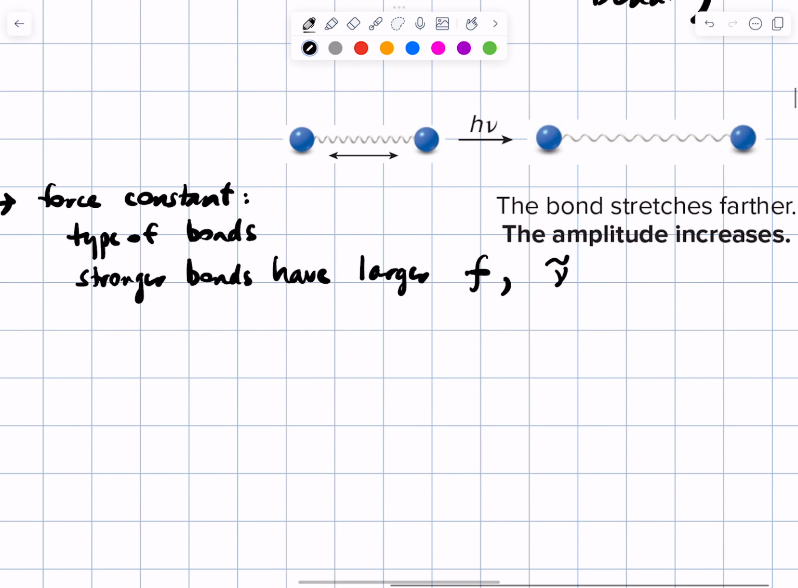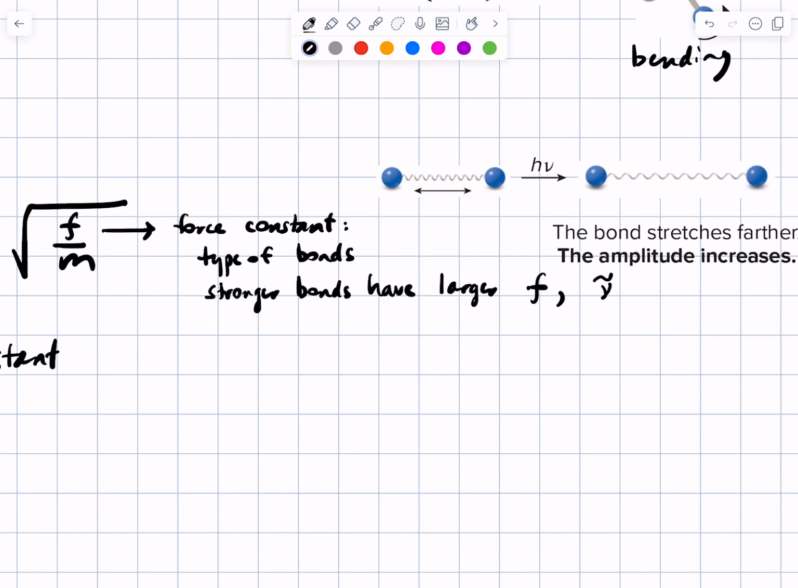So you would expect, for example, a carbon-carbon bond, a single sigma bond between two carbons, to absorb at a lower frequency or a lower wave number than a carbon-carbon double bond, because double bonds are stronger than single bonds. And similarly, you'd expect a carbon-carbon triple bond to absorb at a higher frequency or wave number than a double bond or a single bond. Okay? So strength of bond.